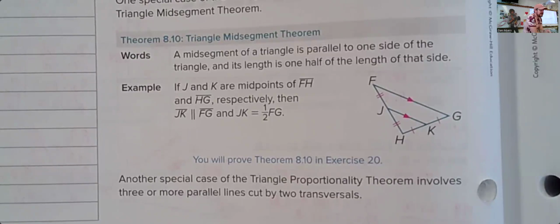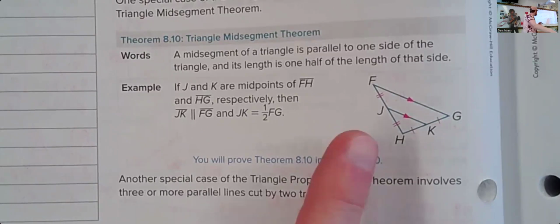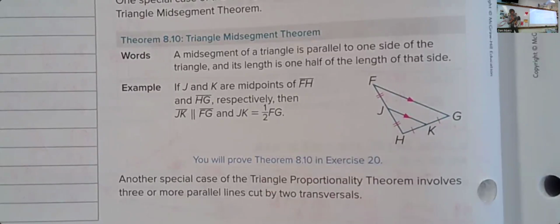Good so far? Okay. If you know you have a mid-segment, by the way, we know this is a mid-segment because JH is congruent to FJ. That means that J is in the middle of F and H. Same thing here. HK is congruent to KG, which means that K is the midpoint of HG. The midpoints are connected. Therefore, not only are these parallel, JK is half the length of FG.